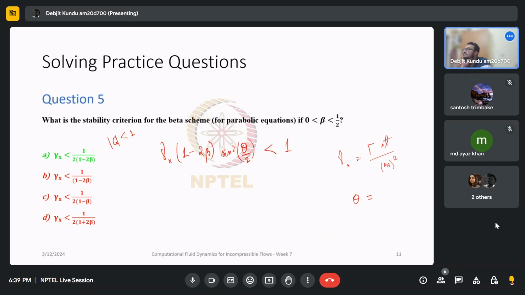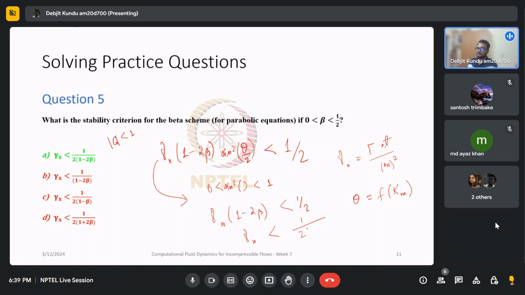The theta over here is given by, I can't remember this. It came from km something. This is a function of the wave number being used, but anyway, it's immaterial because sine squared of anything is actually less than 1 and remains between 0. It always has to be positive because it's squared. And this has to be less than half, sorry. So this basically boils down to gamma x into 1 minus 2 beta has to be less than half. And gamma x has to be less than 1 by 2 into 1 minus 2 beta.